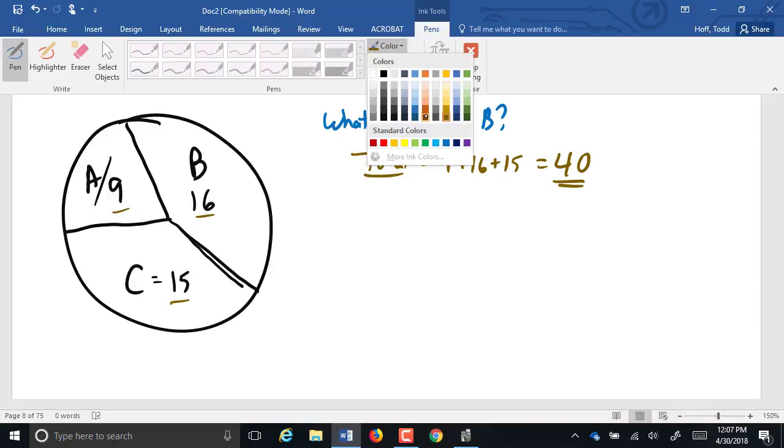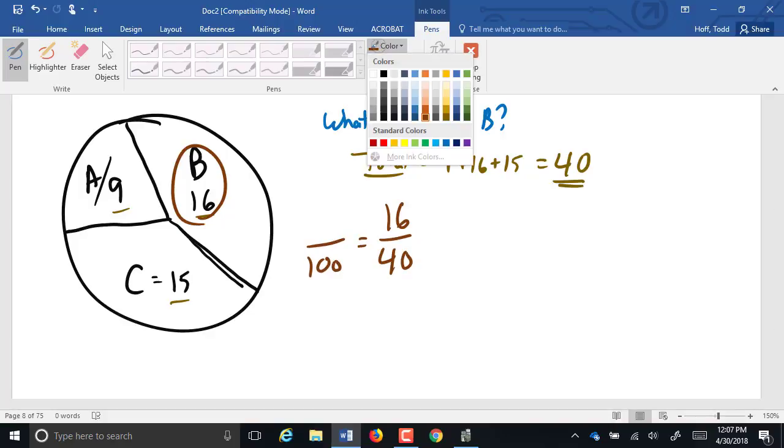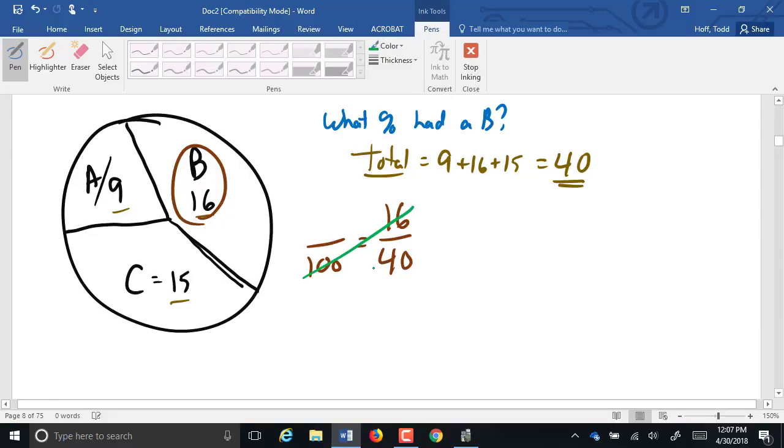And that's just calculating a percent. B was 16 out of 40. How many would that be out of 100? 100 times 16 divided by 40 is going to give us 40%. So 40% of the students had B's in that class.